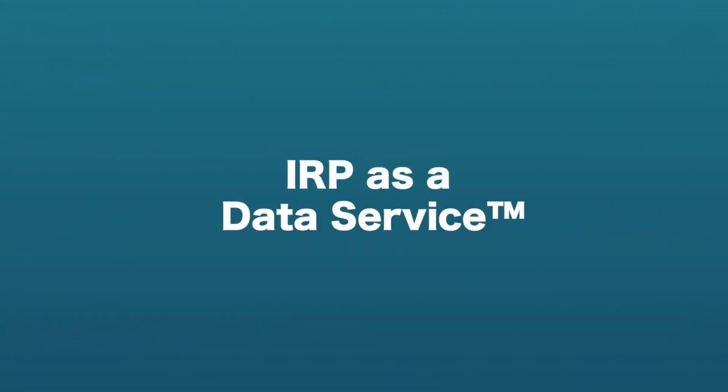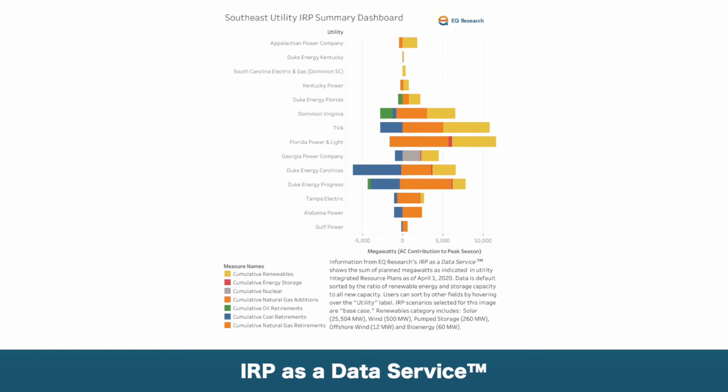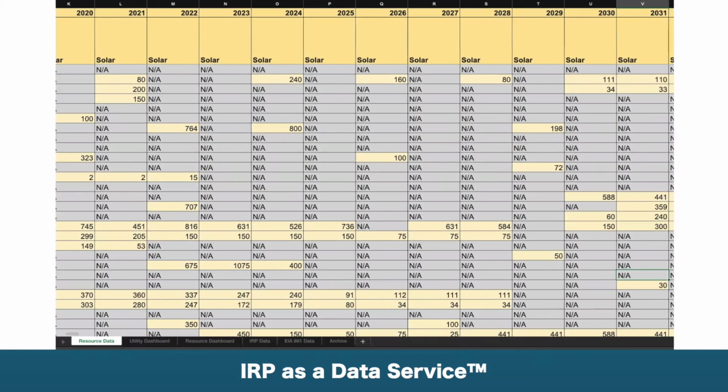IRP as a data service keeps users up to date on utility and community choice aggregators' energy procurement schedules from their integrated resource plans. IRP as a data service goes deeper into energy resource planning, cutting through the noise to deliver verified planning information.